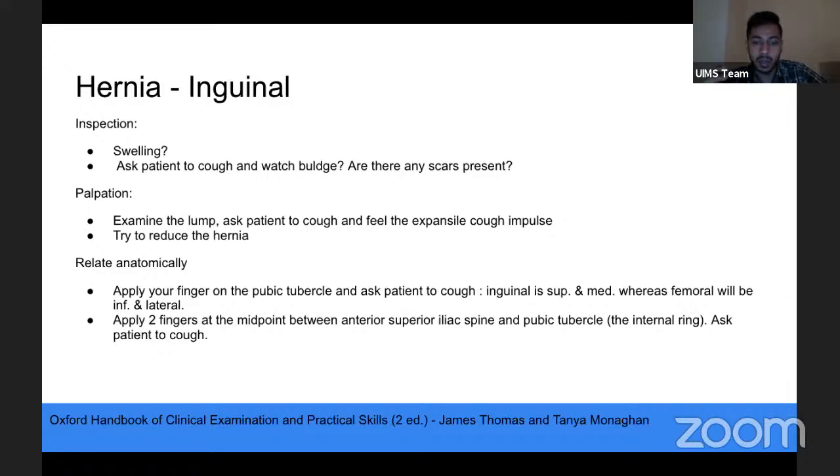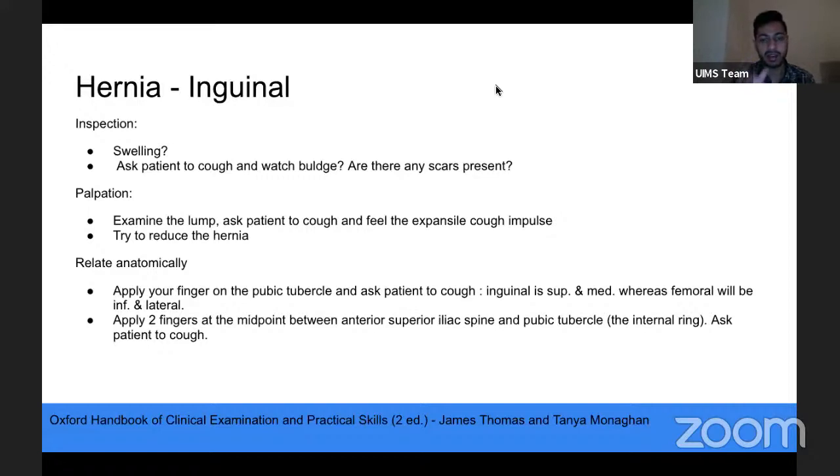And what are we asking? If at the midpoint between the anterior superior iliac spine and the pubic tubercle there is an impulse felt there, it's usually in the internal ring, and if we put our hands there, usually it prevents the bowel from actually protruding.